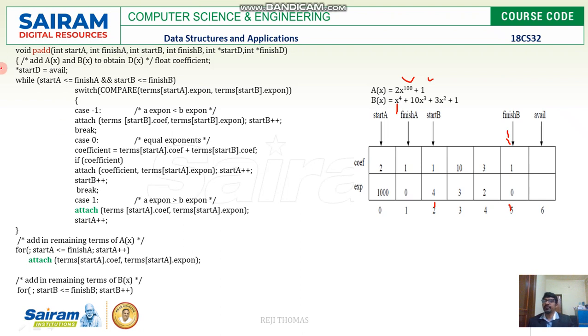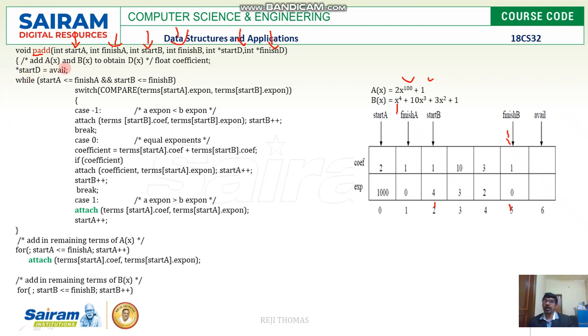So we have taken a function called padd, which has many variables. Start A, we should know where A finishes, where B starts, where B finishes, and we have taken another term called D. This is for the resultant polynomial, where D starts and where D ends. So let us start.